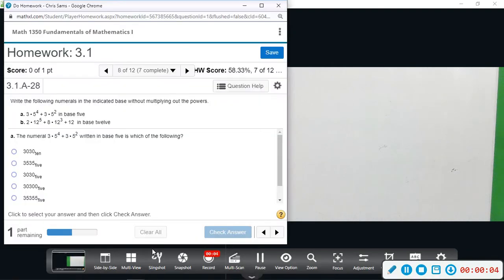All right, number 8, we want to take the numerals without multiplying and write them in the given base. So part A, we have 3 times 5 to the 4th, plus 3 times 5 to the 2nd. We want to put it in base 5. Notice how it has 5 to the 4th, 5 to the 2nd. Those are the powers, which are kind of showing you the position that those numbers are in.